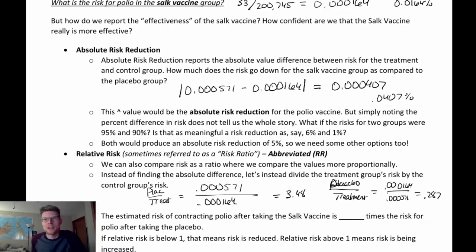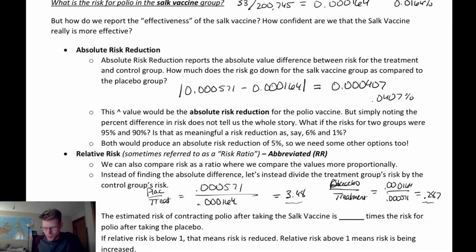So what's the difference between these two values? Obviously, depending on which way I divide it, it changes the number. And so if I'm using this number, I would say that the risk with the placebo is 3.48 times the risk of the Salk vaccine. And over here, the way I could interpret this is saying the risk for polio with the Salk vaccine is 0.287 times the risk with the placebo. So it's just a matter of which way you're making that interpretational statement. They're both meaningful values. You just have to make sure that you're interpreting it in the right direction.